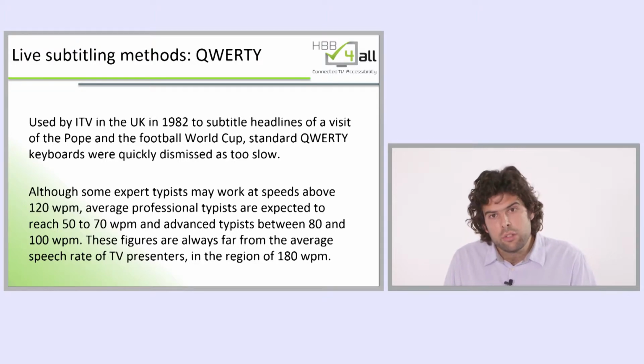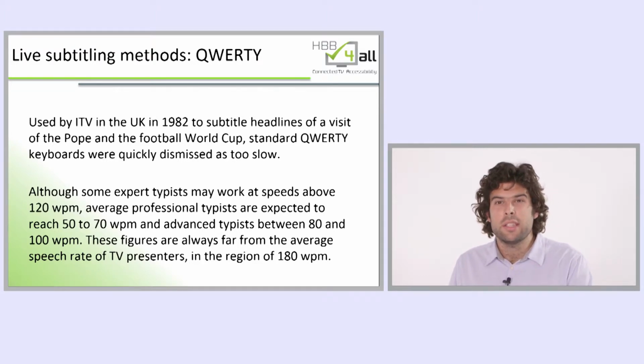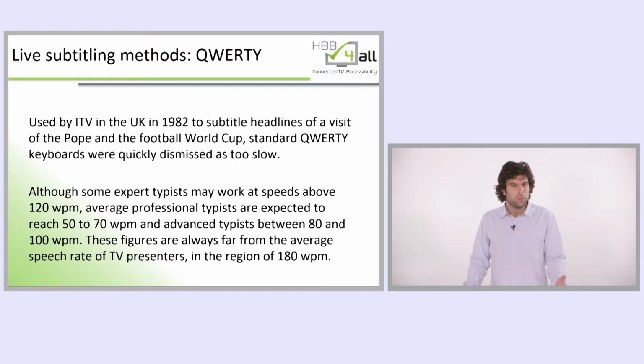QWERTY keyboard, used by ITV in the UK in 1982 to subtitle headlines of a visit of the Pope and the Football World Cup. Standard QWERTY keyboards were quickly dismissed as too slow. Although some expert typists may work at speeds above 120 words per minute, average professional typists are expected to reach between 50 and 70 words per minute, and advanced typists between 80 and 100 words per minute. Now, these figures are always far from the average speech rate of TV presenters, in the region of 180 words per minute.